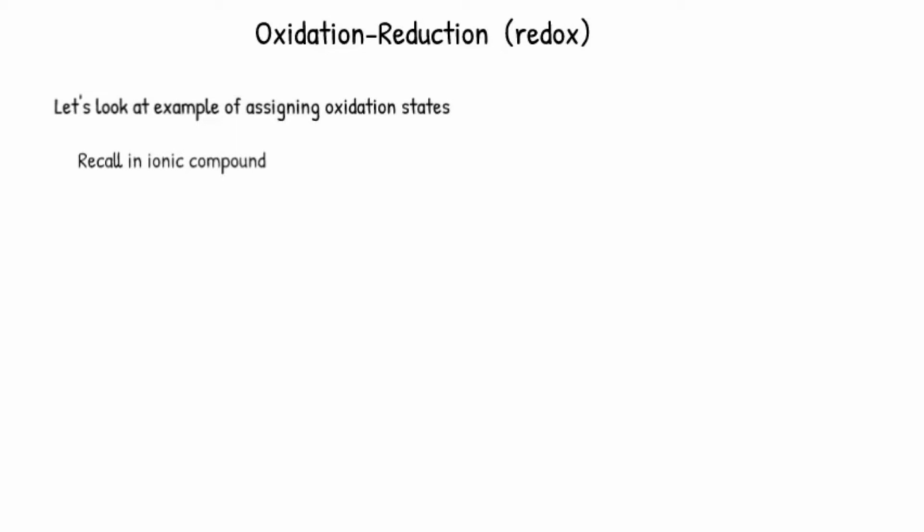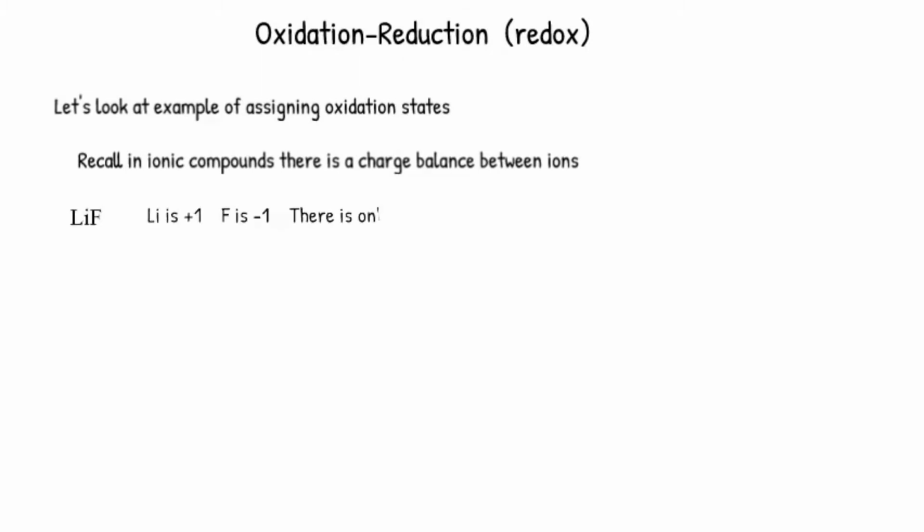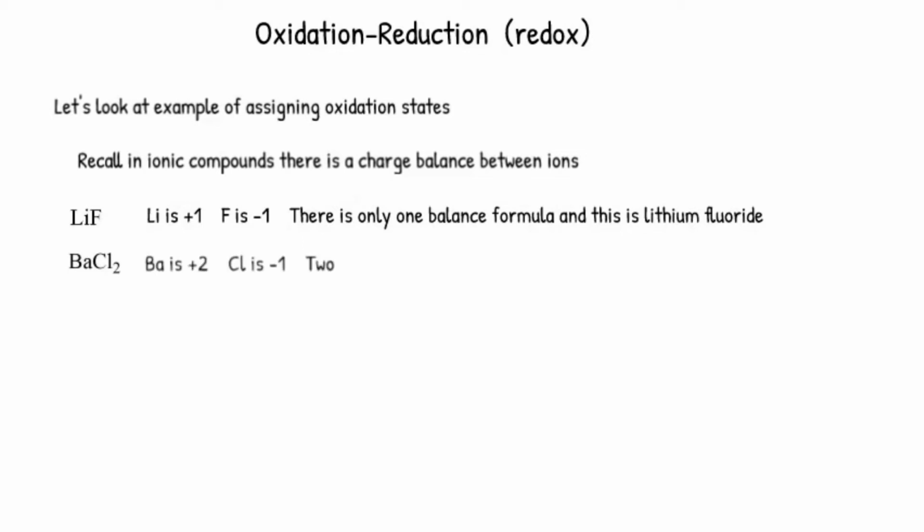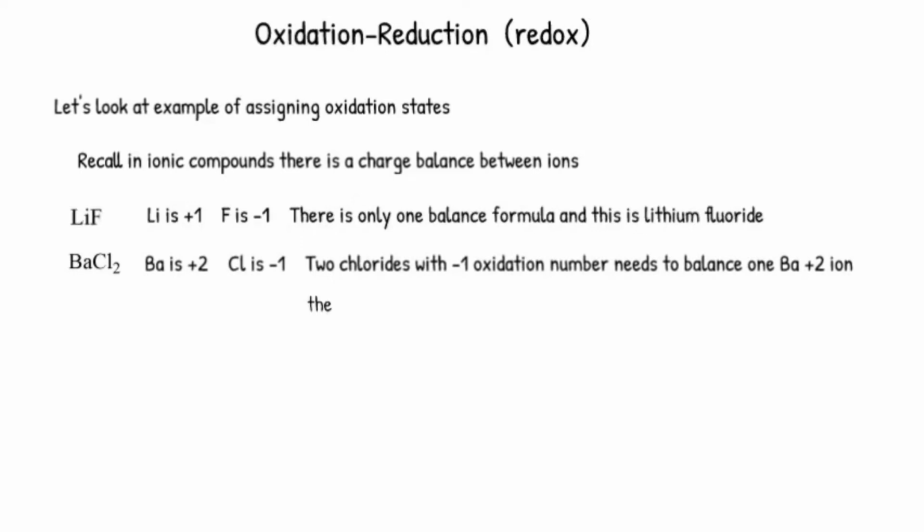Recall, in ionic compounds, there is a charge balance between ions. So for example, LiF, lithium is +1, fluorine is -1. There is only one balanced formula, this is lithium fluoride. BaCl2, Ba is +2 and Cl is -1. Two chlorides with a -1 oxidation number needs to balance the barium 2+ ion. There's only one formula, this is barium chloride.